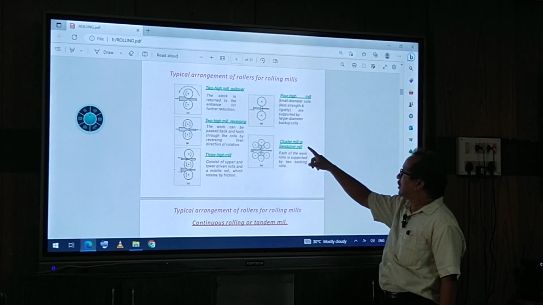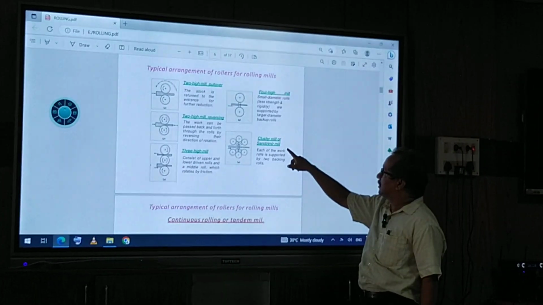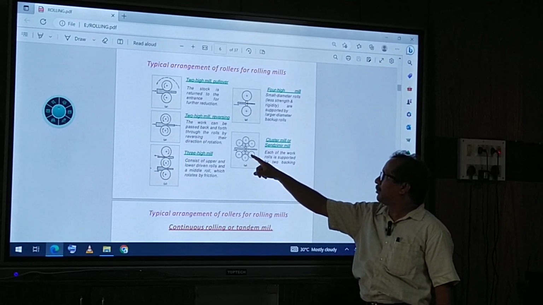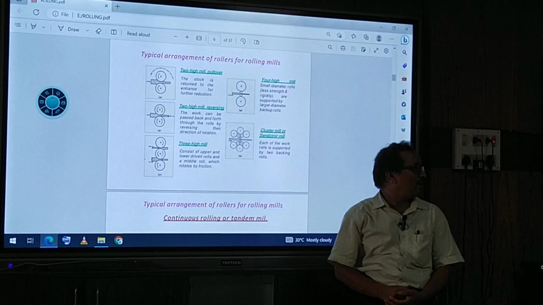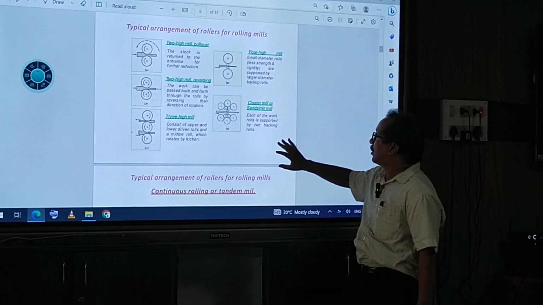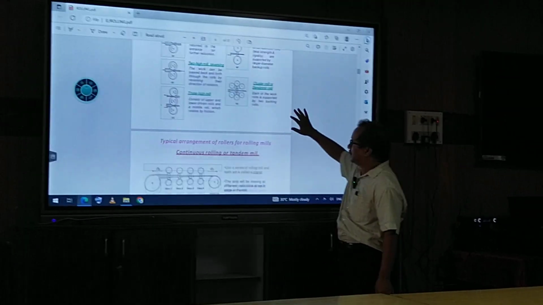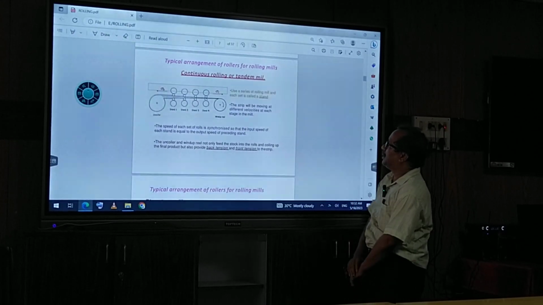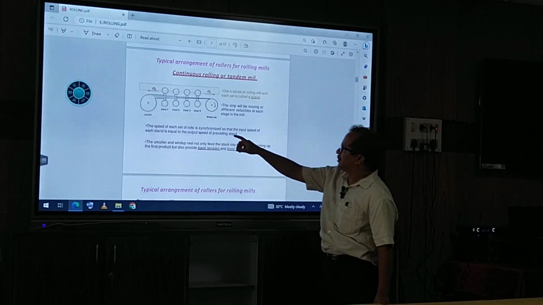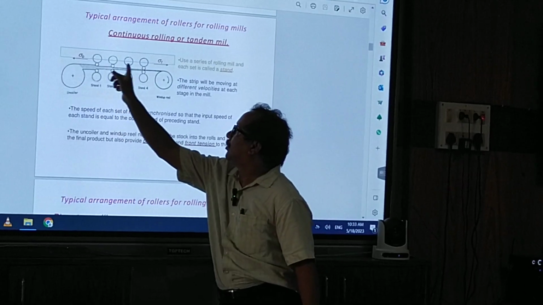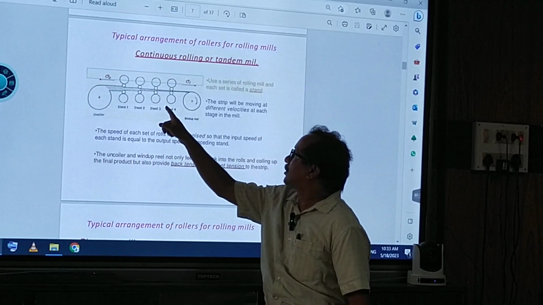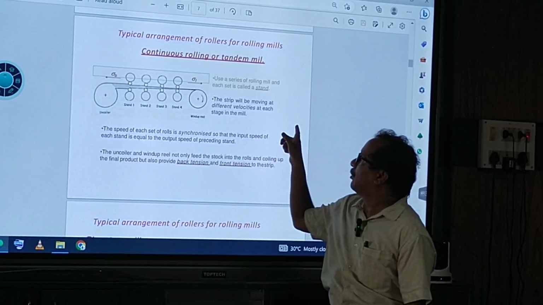Then cluster mills or Sendzimir mills. Here there is 1 working roll, supported by 2 backup rolls, again supported by 3 backup rolls. All these are cluster mills or Sendzimir mills. This is the typical arrangement of tandem mills. You see the metal is on a coil. There is stand 1, stand 2, stand 3, stand 4. This is called a tandem mill.